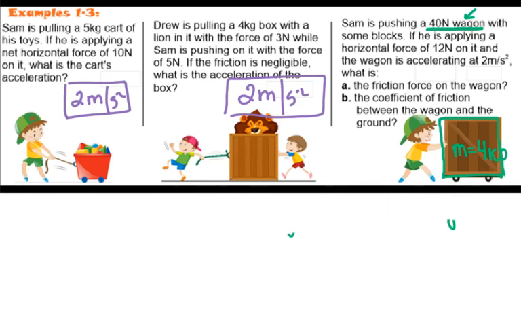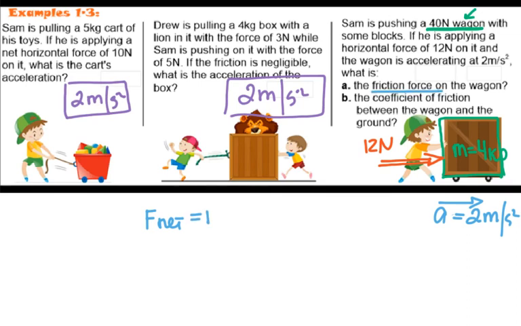Then they say that he is applying 12 newtons on it. So he is applying the force of 12 newtons, but the wagon is accelerating only at 2 meters per second squared. So its acceleration is 2 meters per second squared. What does that mean? I'm going to write this one. The net force, it looks like there is friction force in this case. The net force is equal to ma.